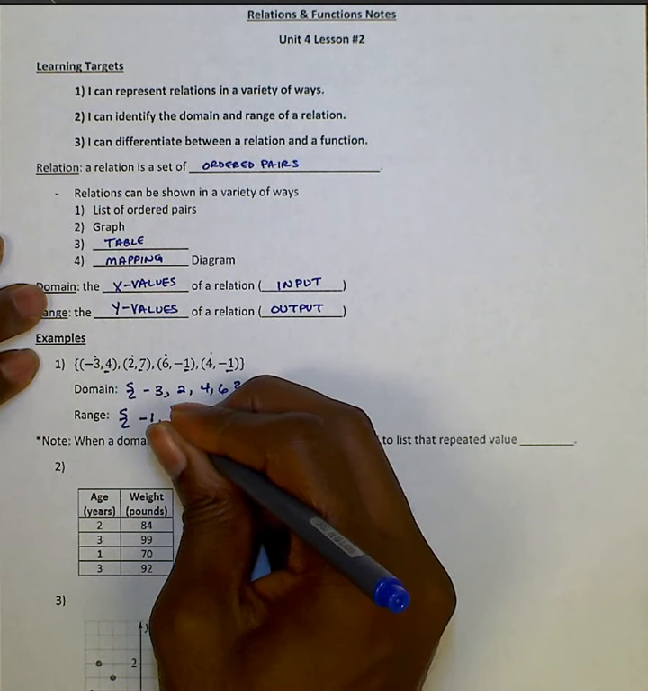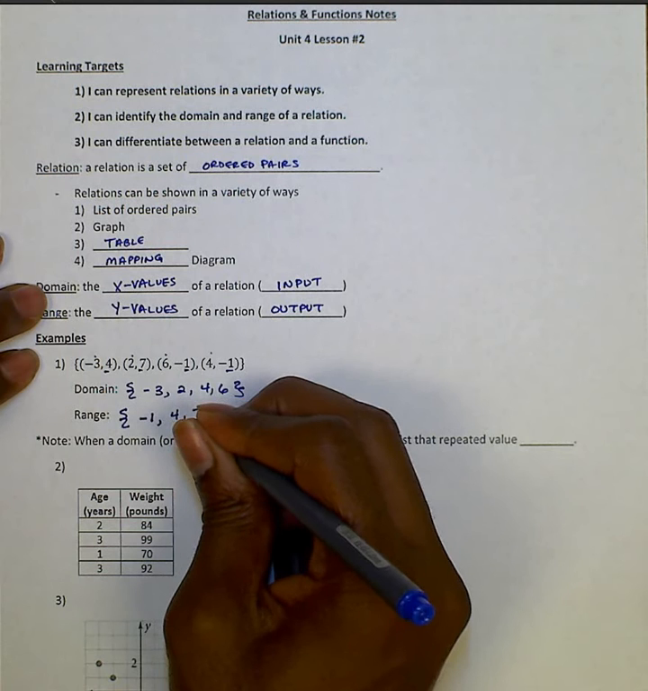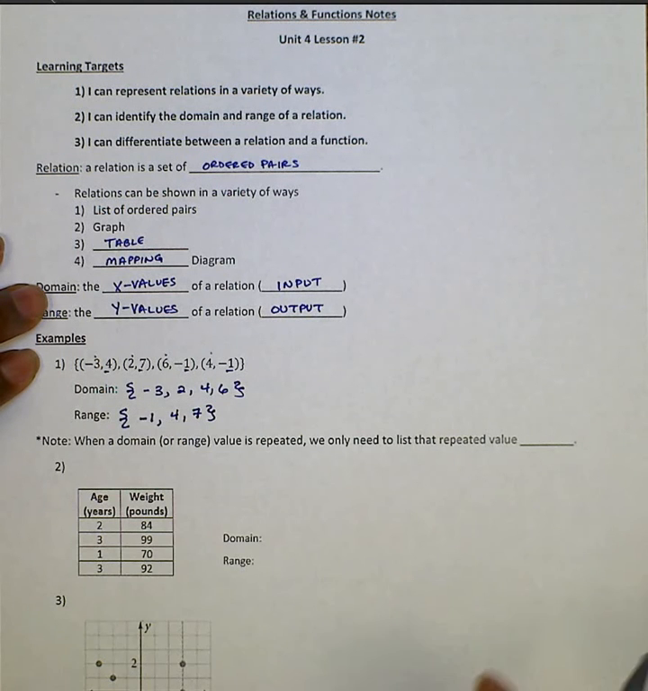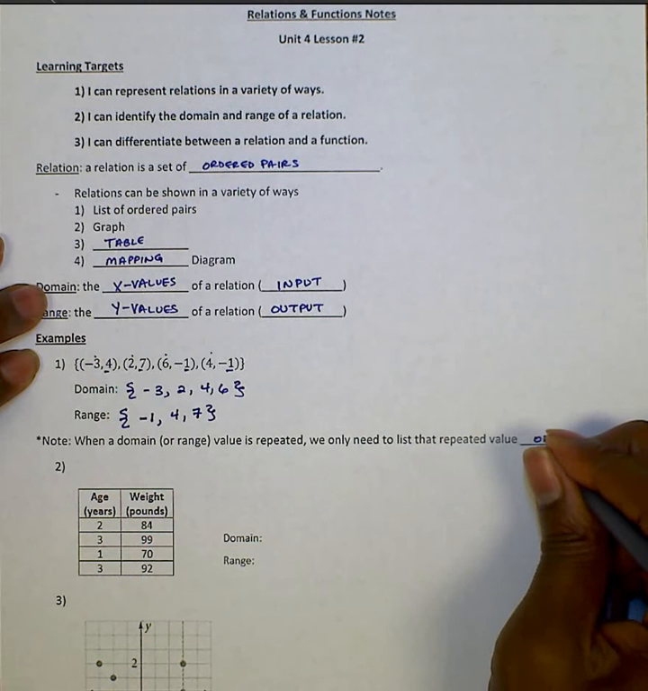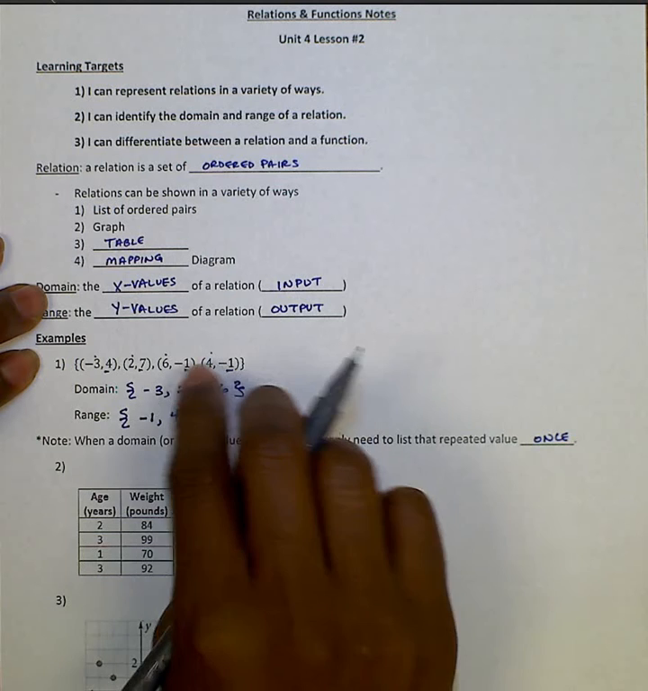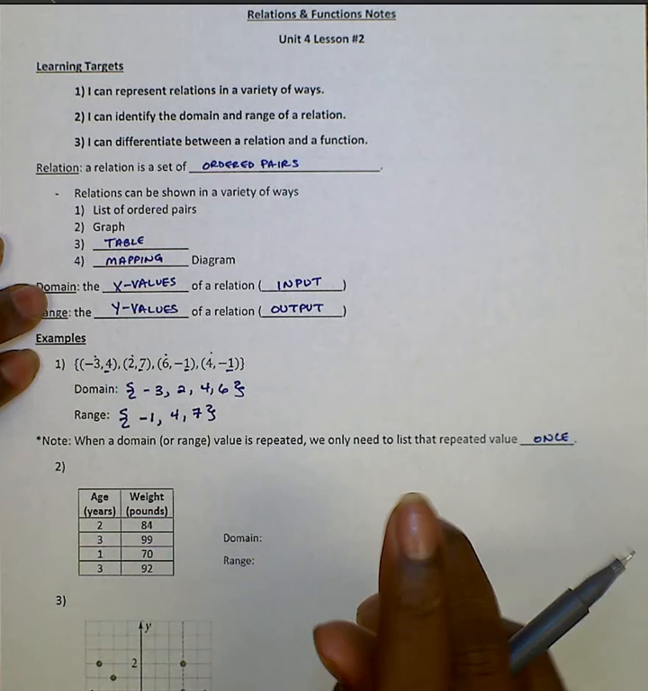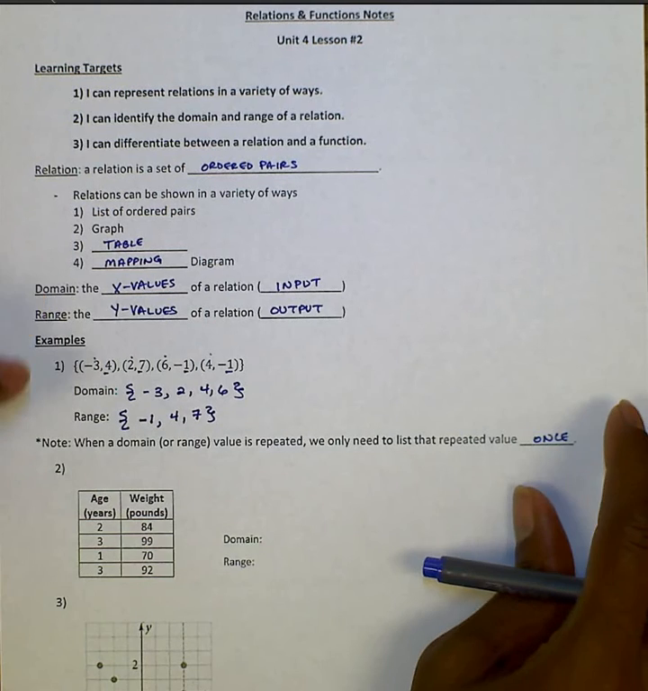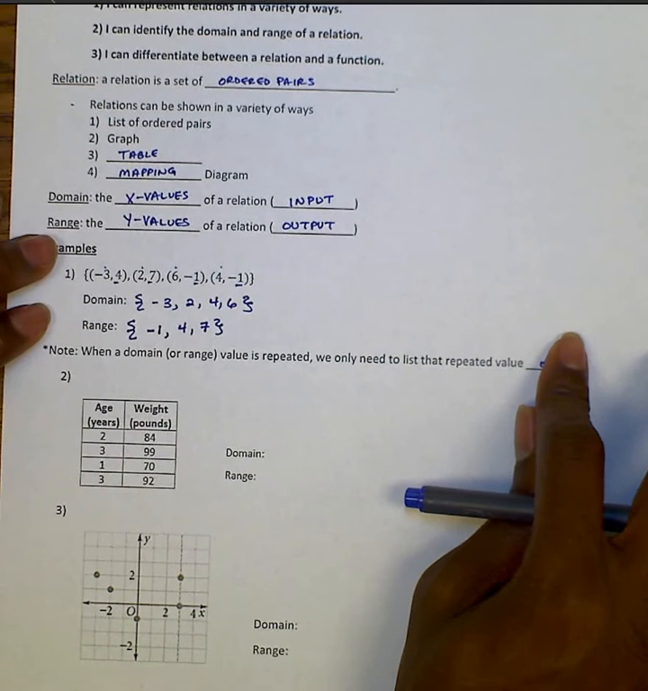4, 7. Okay. Notice that when a domain or range value is repeated, we only need to list that repeated value once. So here you see that there's -1 twice for the y's, but I only wrote it one time. If it's a range value, I only have to write it once. Or a domain value, either one.